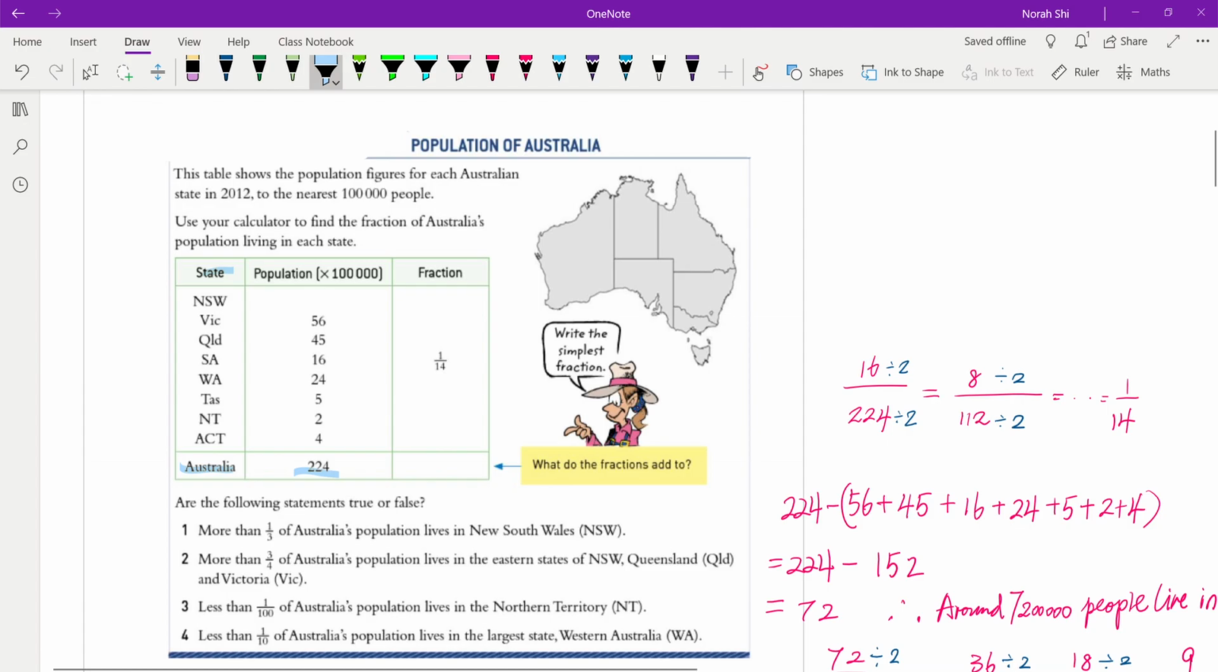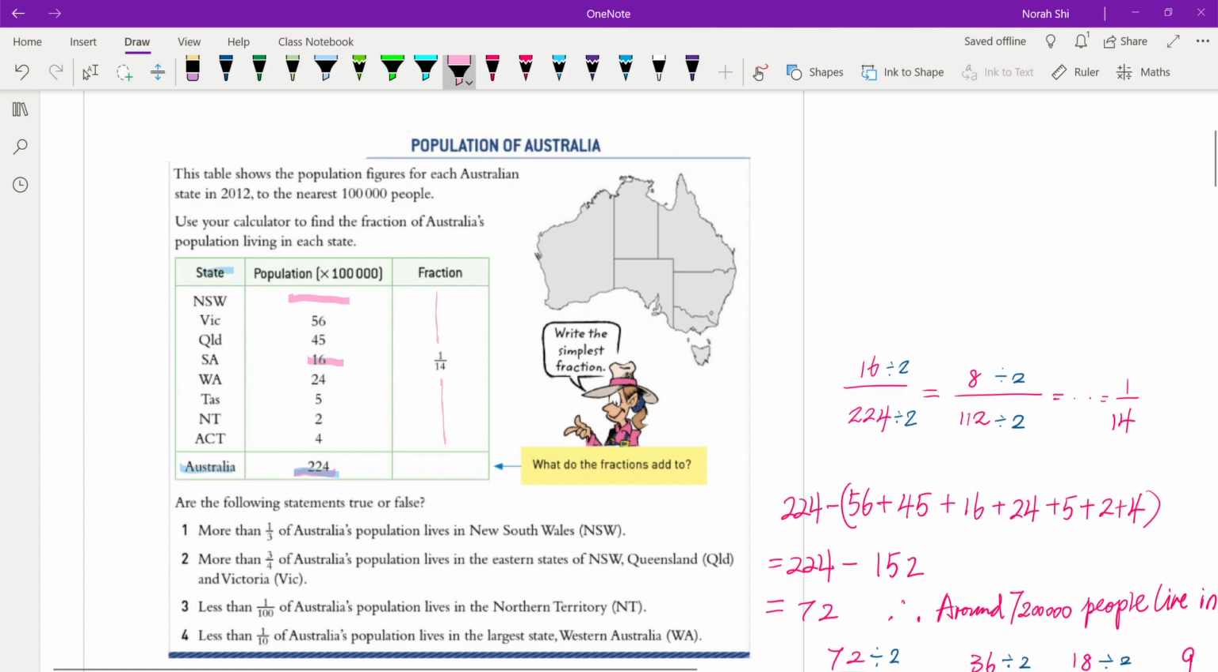Okay, some information is missing in this table. As you can see, we don't know the population living in New South Wales. We don't know most of the fractions, apart from the fraction of the population living in South Australia, which is 1/14. Why is it 1/14? How can we get this information? Apparently, I think we can use the population living in South Australia, which is 16, correct to the nearest 100,000 people, and the population living in Australia, which is 224.